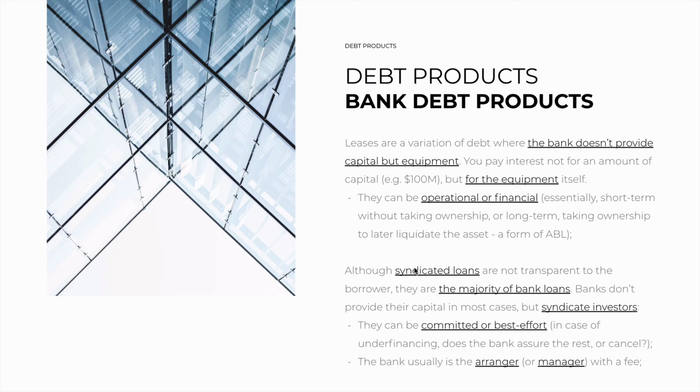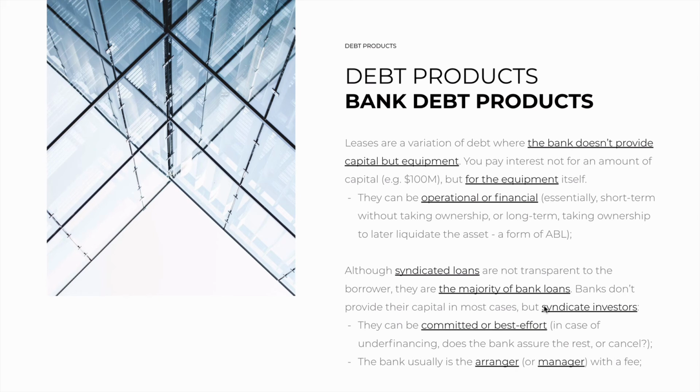Then we have syndicated loans. Out of curiosity, they're not really a product that is transparent to a borrower, but they are the mechanism behind the majority of bank loans. In most cases where you borrow 100 million or even $100, it's not the bank that provides most of that capital. They search for credit investors with a matching profile, and each one takes a piece. Remember, by definition, banks are intermediaries, not the providers of capital.